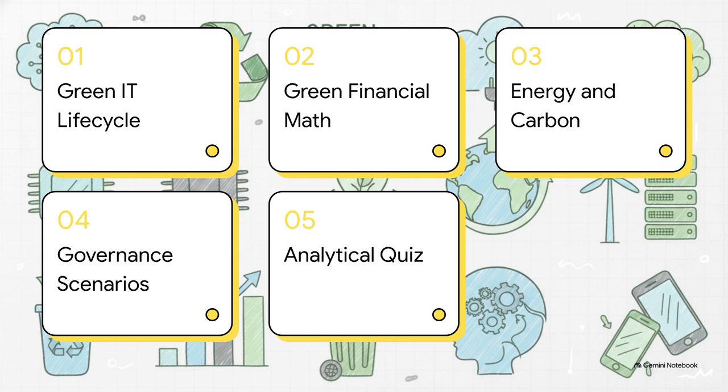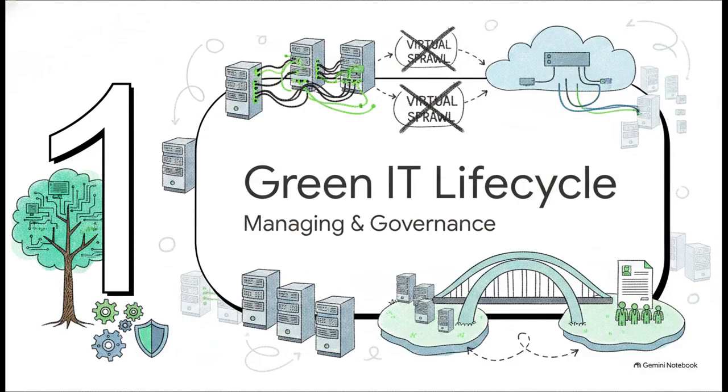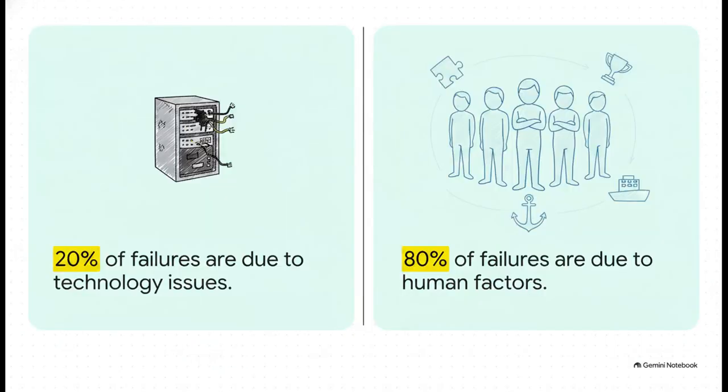So let's get moving. First up, the green IT lifecycle. We're looking at managing, sustaining, and governance. So, in your previous lectures, you already covered the mechanics of virtualization, right? We know consolidation cut server count and idling power. But, and this is crucial, technology alone is not going to keep an organization green. Without actual policies, you just end up with virtual sprawl, which completely cancels out all those efficiency gains you just made.